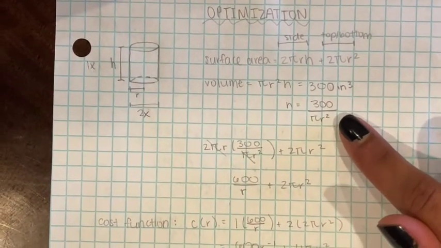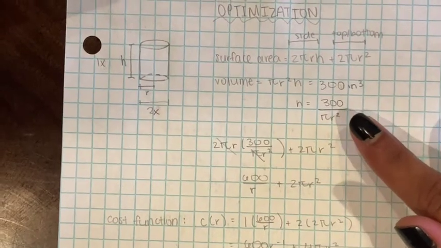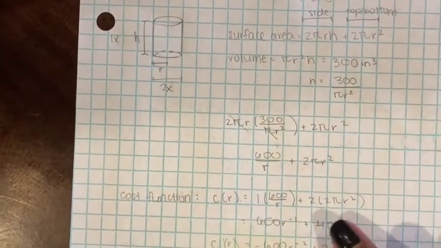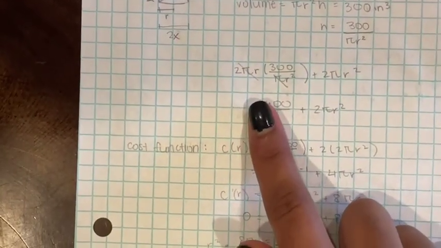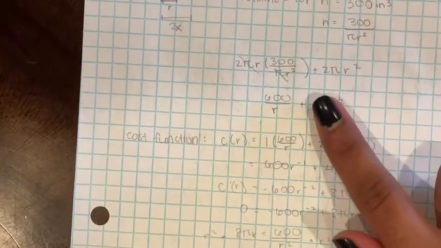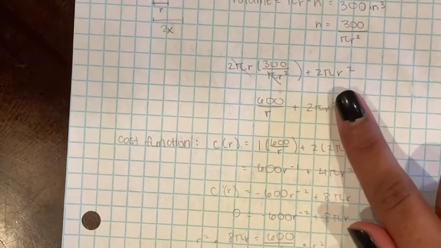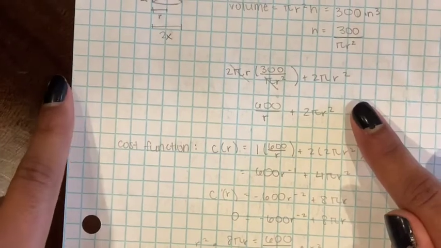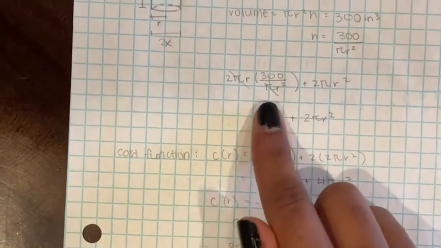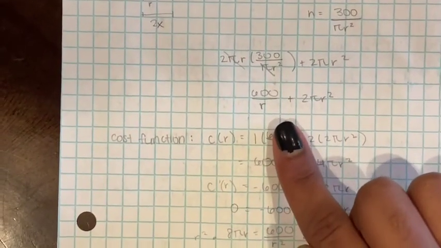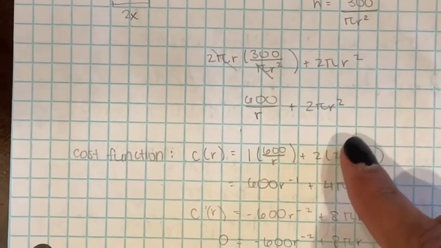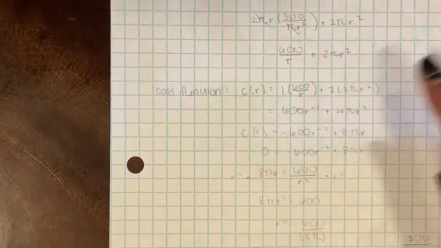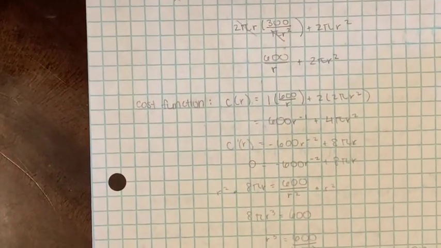Once we do this, we are able to optimize the problem by plugging what we solved for h into our surface area equation above. So here we have 2 pi r times 300 over pi r squared plus 2 pi r squared. When we eliminate the pi's from the numerator and denominator here, we end up with 600 over r plus 2 pi r squared. Once we do this, we want to find our cost function because we're trying to find the dimensions of the least expensive can.